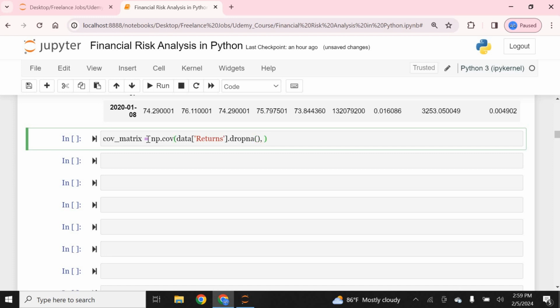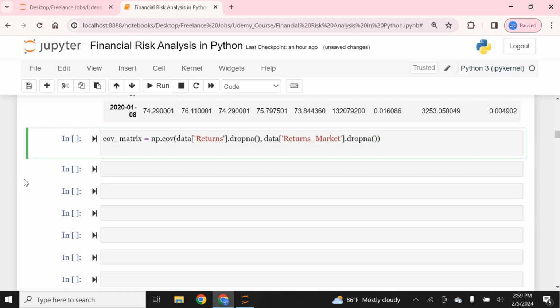Then inside this we also indicate the returns for the market, because we want to know the covariance of the two. Returns market, then also drop the null values to prevent some issues.